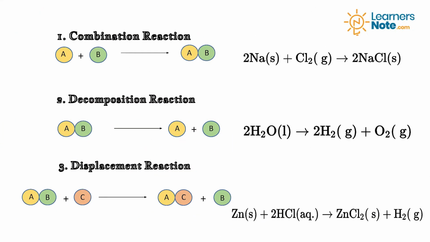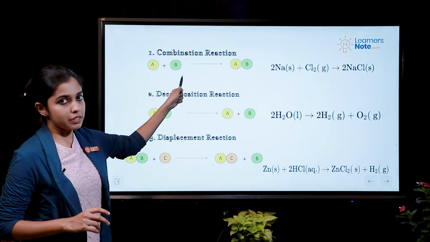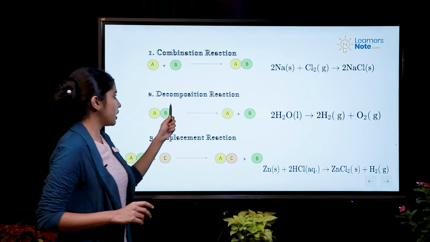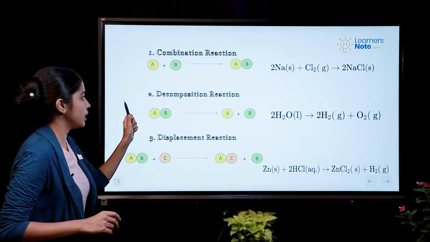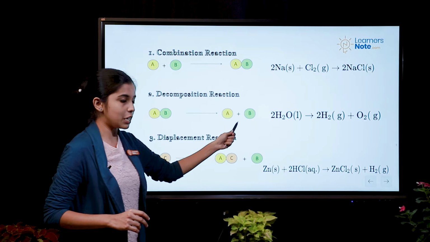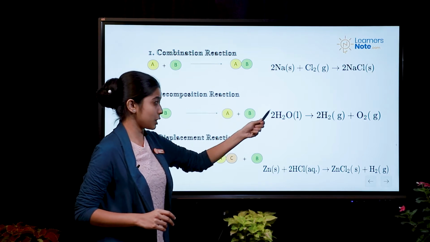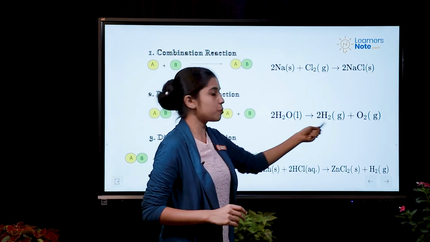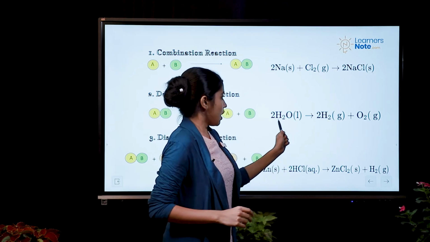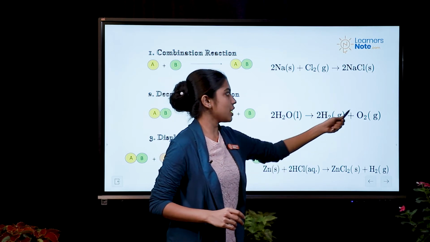Now, next comes the decomposition reaction. In a decomposition reaction, what happens is the exact opposite of a combination reaction. In combination, we saw multiple reactants and a single product. But in a decomposition reaction, what you see is a single reactant and multiple products. A simple example for this would be decomposition of H2O. Water can be decomposed into hydrogen gas and oxygen gas.